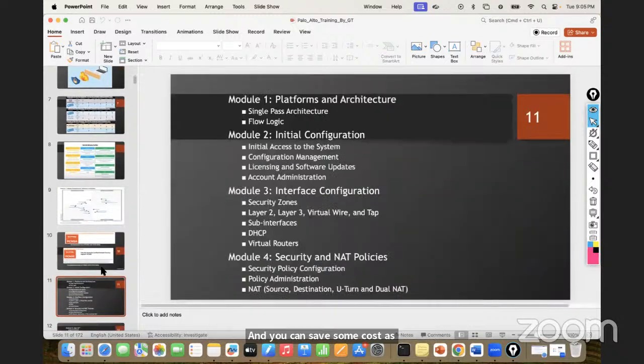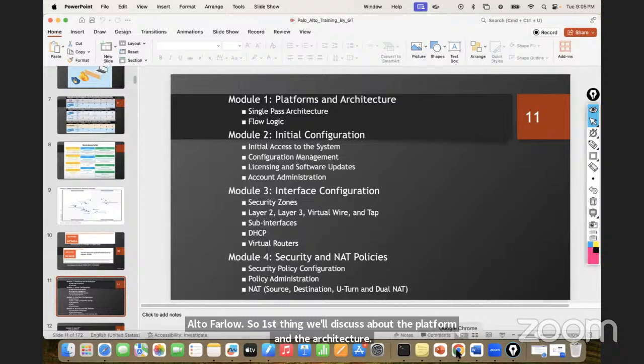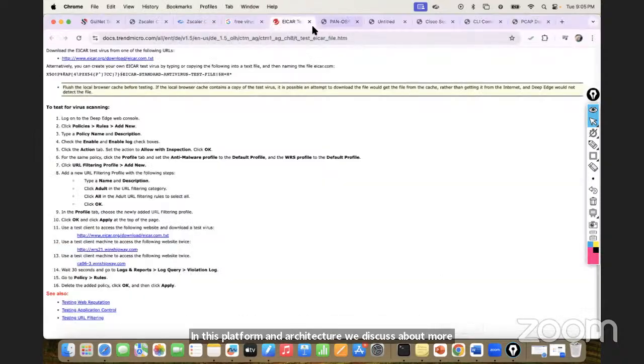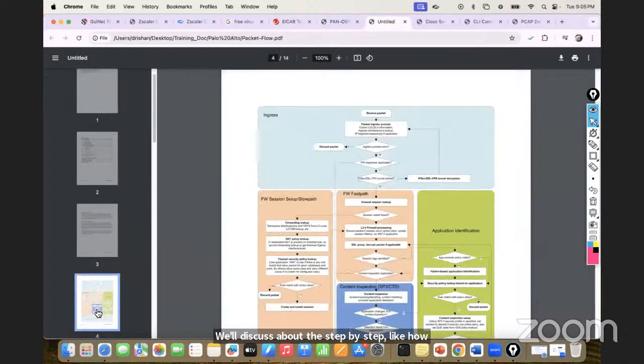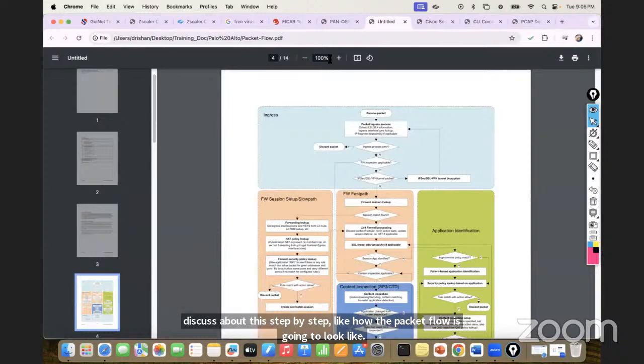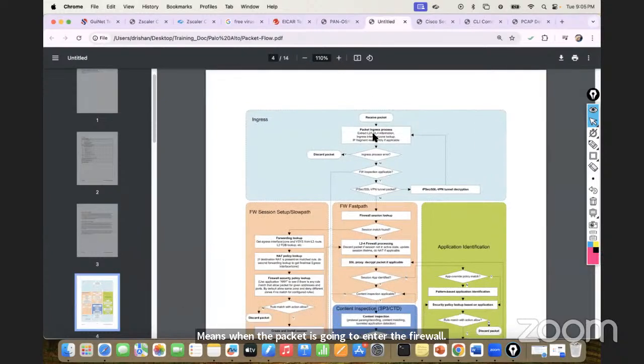Let's discuss the course curriculum. What are we going to understand throughout the journey in this Palo Alto firewall course? First, we'll discuss the platform and the architecture, especially the SP3 architecture. We'll go step by step through how the packet flow looks, meaning when a packet enters the firewall, what the life cycle of the packet is.